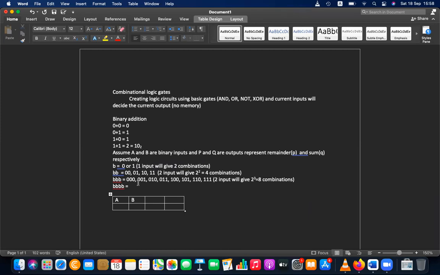5 inputs. Yes, 5 inputs, 32. 6 inputs. Only Enoch is answering. Others? 64. 6 inputs, yes, 64. 7 inputs, 128. It always doubles, right?